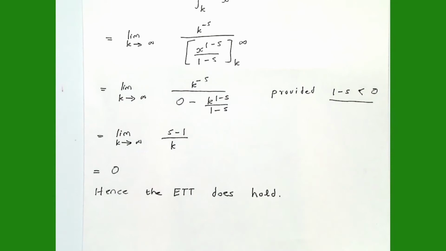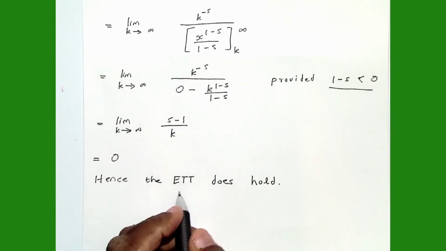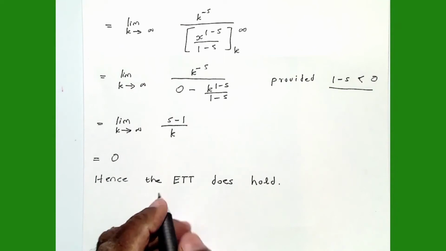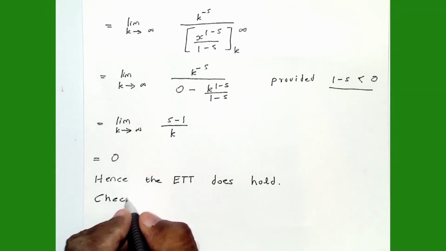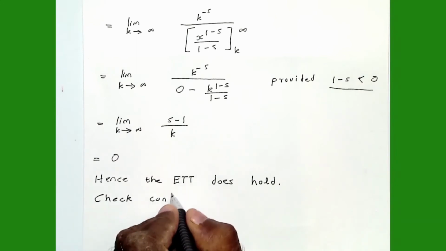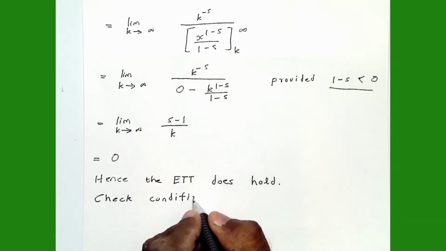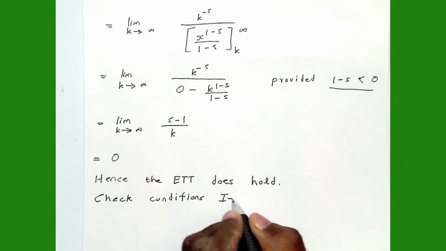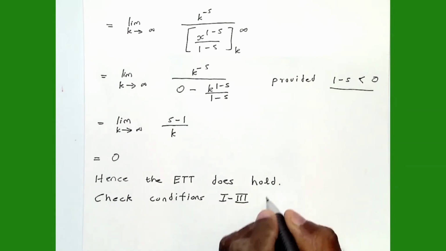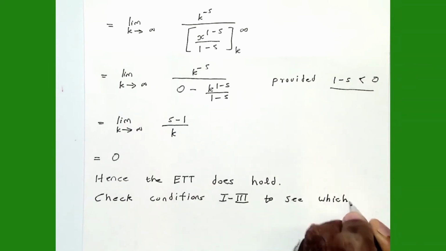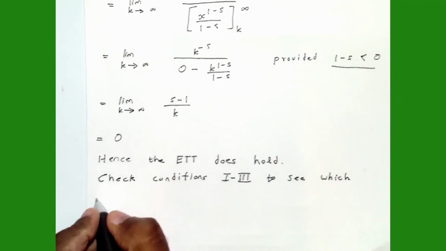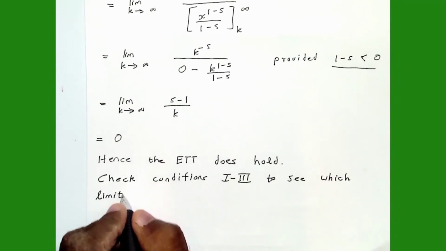Now, in order to check which of the three limits is attained, whether it's Gumbel, Frechet or Weibull, you need to use one of the three conditions I gave you. I'll leave that as an exercise, but I don't expect you to do this. Check conditions 1 to 3 to see which limit will be attained.